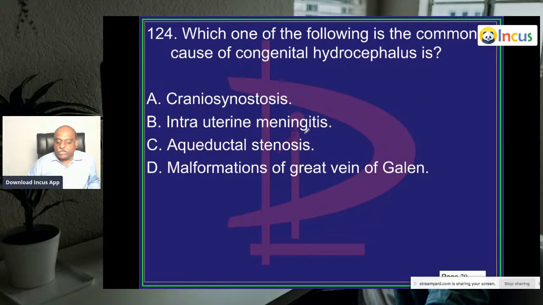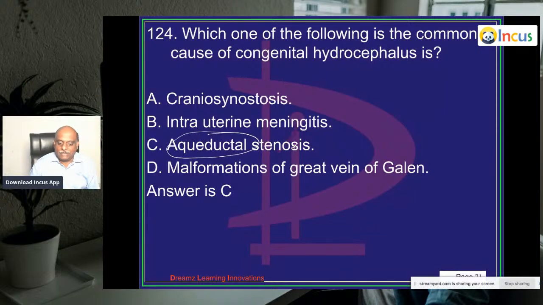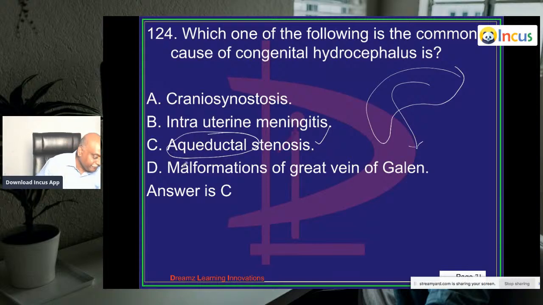Now, congenital hydrocephalus. It is the aqueductal stenosis. Congenitally, few people have this aqueductal stenosis that will prevent the flow of the CSF.